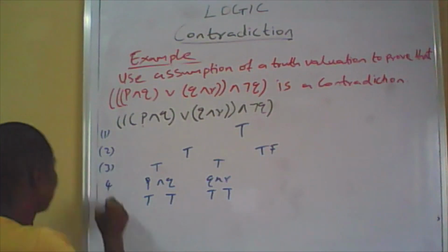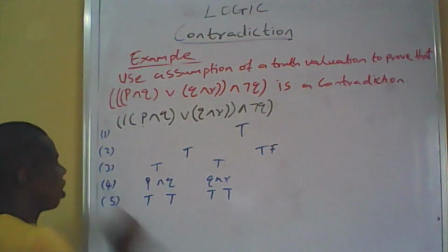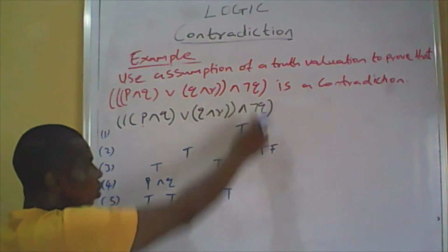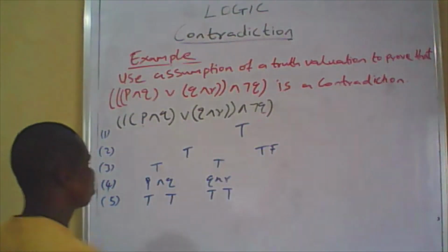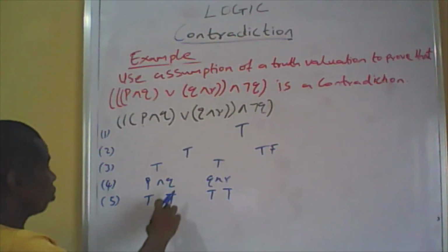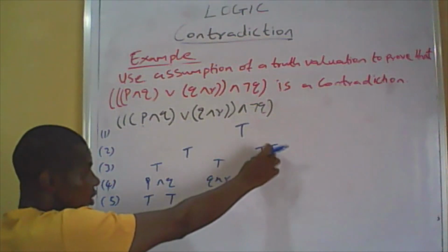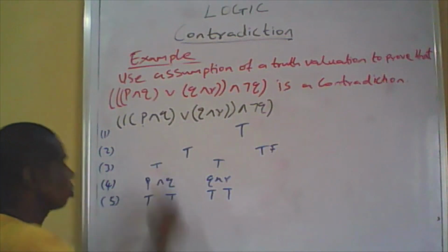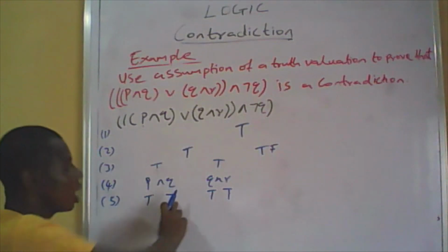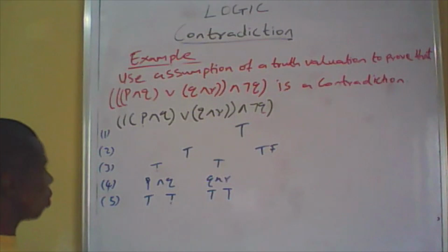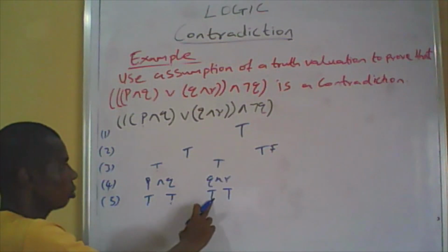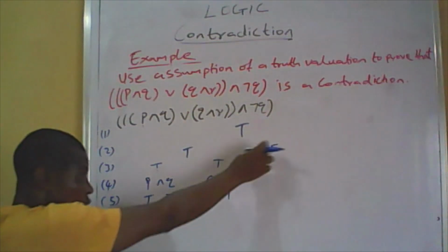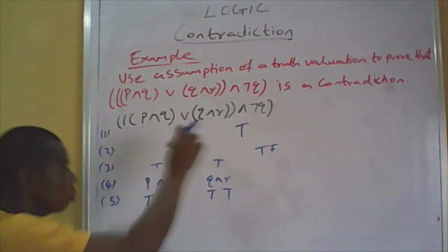Let's check whether this one is line 5. Here we say that not Q is true. That means Q should be F. Here Q is F, but Q is true here. To make this statement true, Q is true. That means Q is assigned truth and false. Here also Q is true, but Q is false here. That means Q is assigned true and false, to make this statement true.